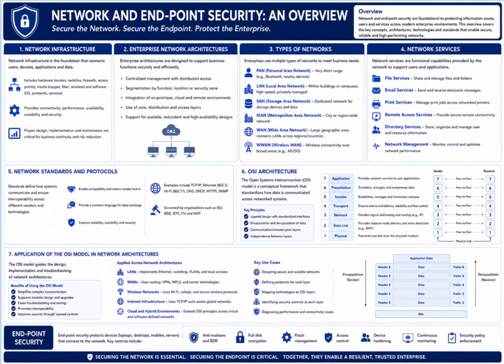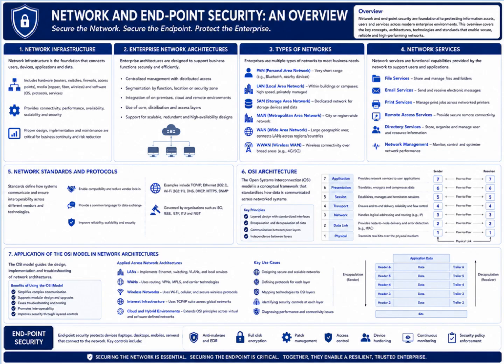The slide also introduces the Open Systems Interconnection Model, commonly called the OSI model. This layered framework explains how data moves across networks, from the physical transmission of bits, all the way up to the application layer used by business systems. Understanding the OSI model helps auditors and security professionals identify where controls operate, troubleshoot network problems, and assess security risks across different layers. The final section focuses on endpoint security.